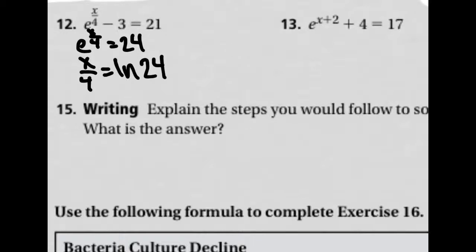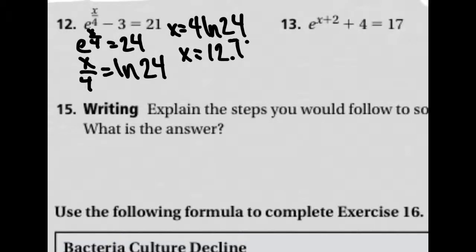And now to solve it, multiply by 4. So x equals 4 times ln of 24. And punch that into a calculator. 4 times ln of 24 is 12.712. That's what the calculator says.